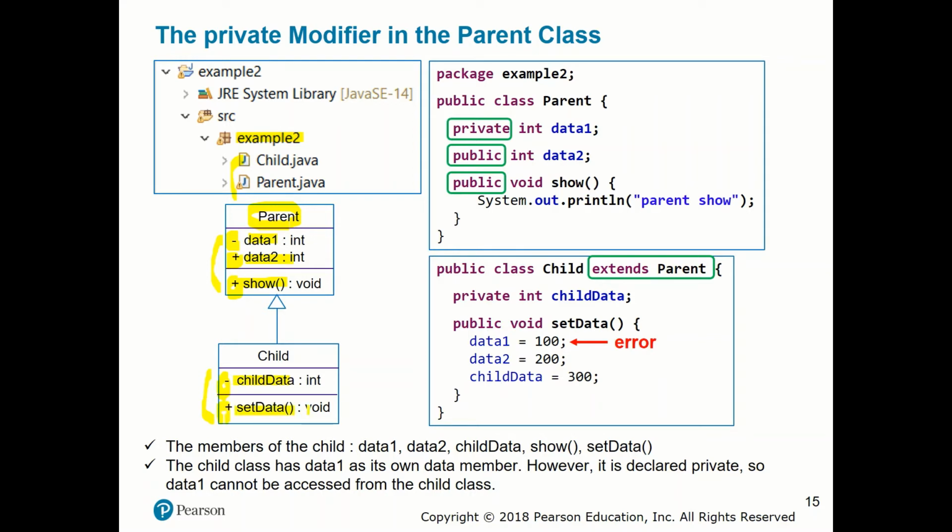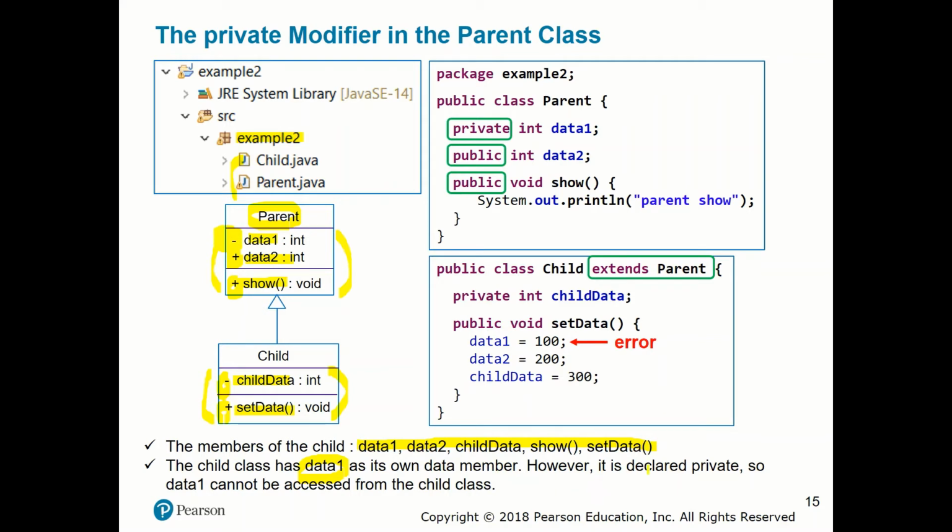Even if there are only 2 members in the Child class, since there is an inheritance relationship, the Child class has these 5 members. So the Child class has these 3 and these 2. In total, there are 5 members. The Child class has data1 as its own data member. data1 is in the Parent class and it is declared as private. Okay, this is a private member.